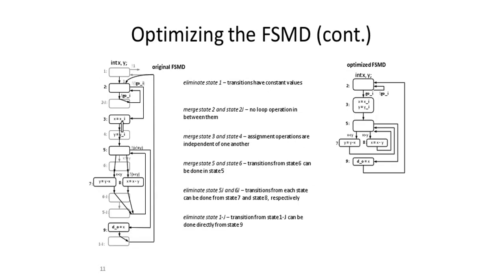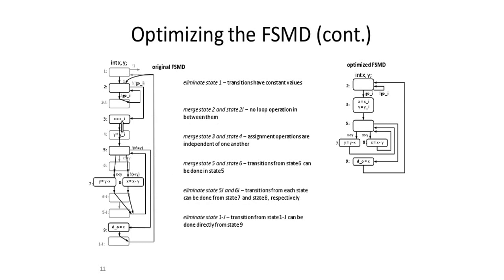Okay, so I'll see how we could optimize the FSMD. If you see, this is the original FSMD, and this is the optimized FSMD. The first state is not required because it is nothing but a transition which has constant values, so no need of this state. Now this is a self loop, so that could be assigned in the self loop itself, so no need of an extra state.